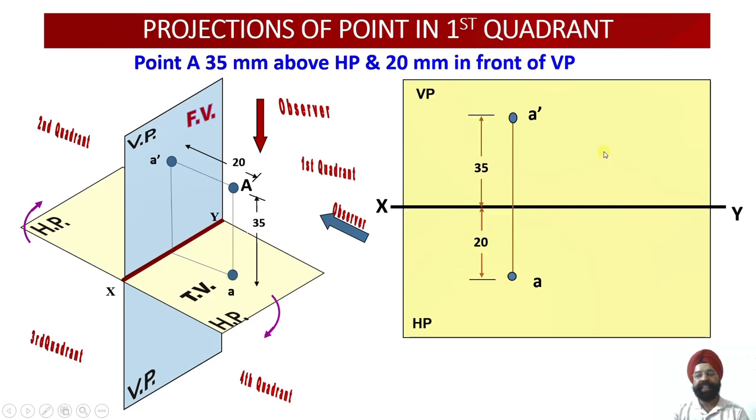So this validates the fact that in the first quadrant, my front view always lies above my top view, and the front view lies above the XY line, and the top view of the point or the object lies below the XY line. So distances we know, so we have drawn these distances over here. So the front view is above XY and the top view is below XY. So these are the projections of the point A, and this point happens to lie in quadrant number 1.